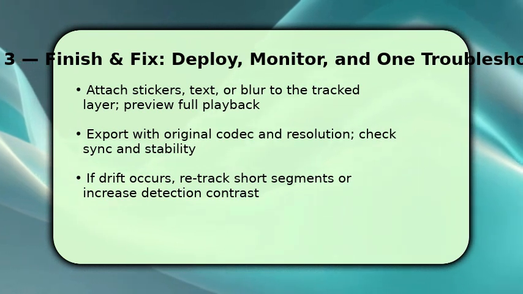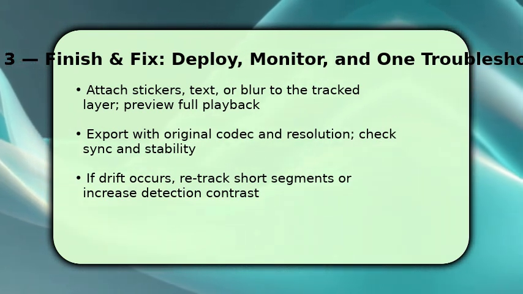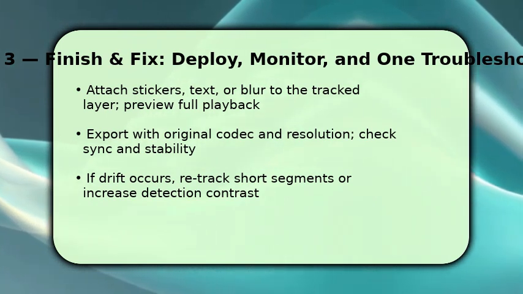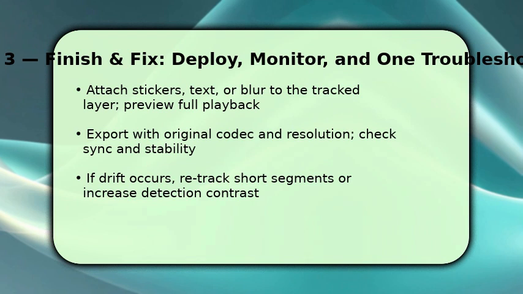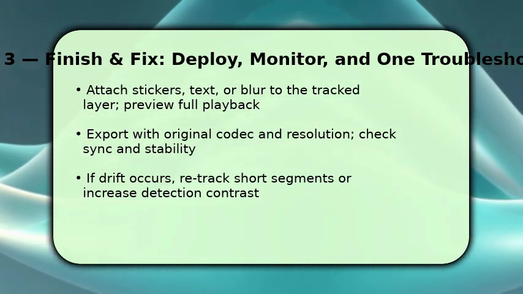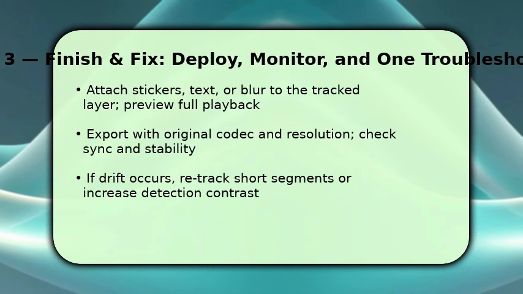If you see drift or jitter, rerun tracking on short segments, improve contrast with temporary color adjustments, or insert manual keyframes where the algorithm fails. One key tip: when persistent drift happens, track in chunks rather than a single long pass.